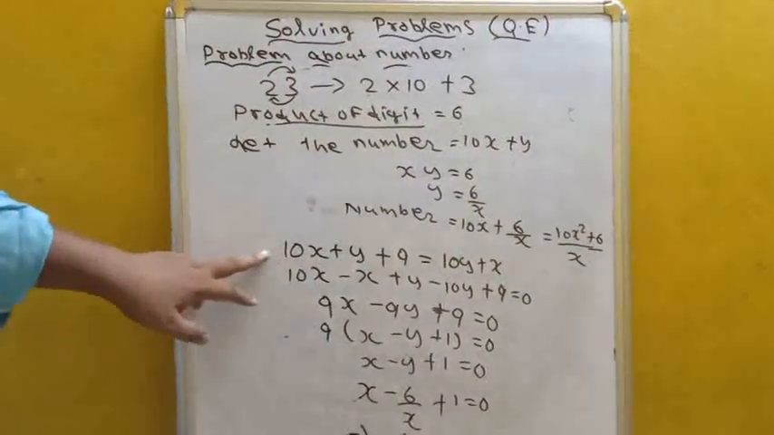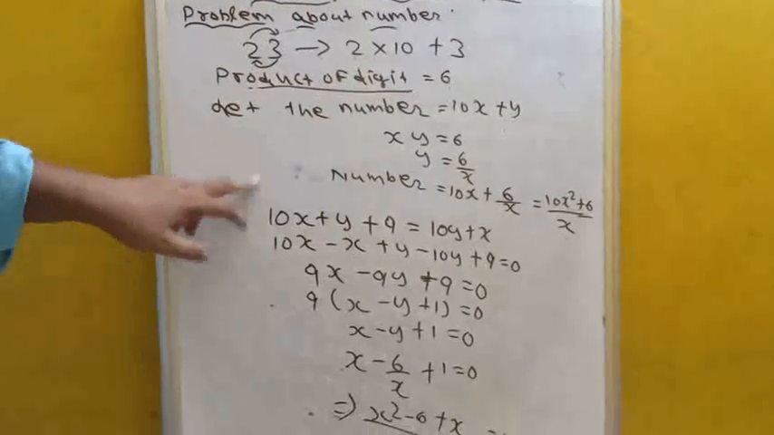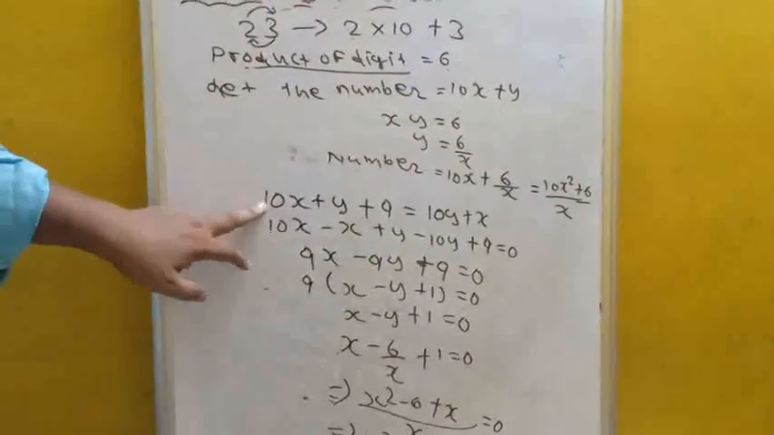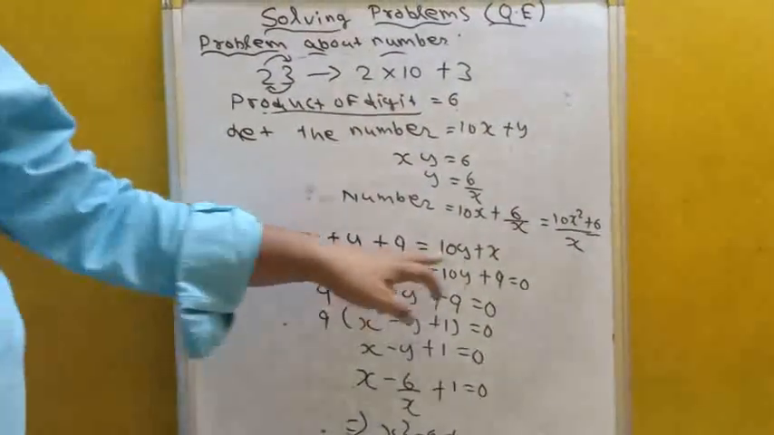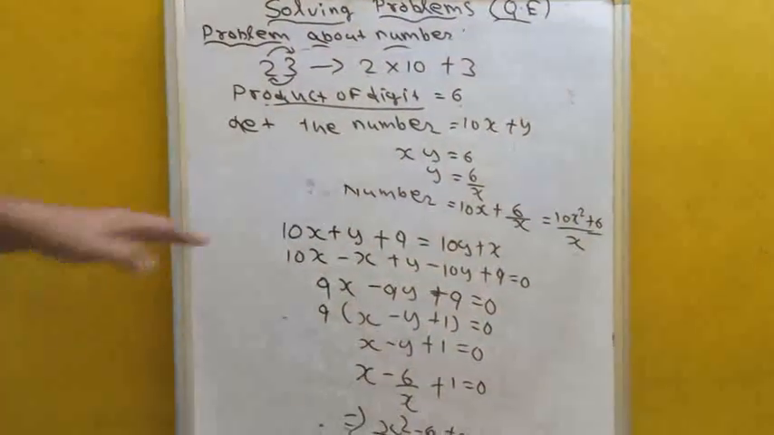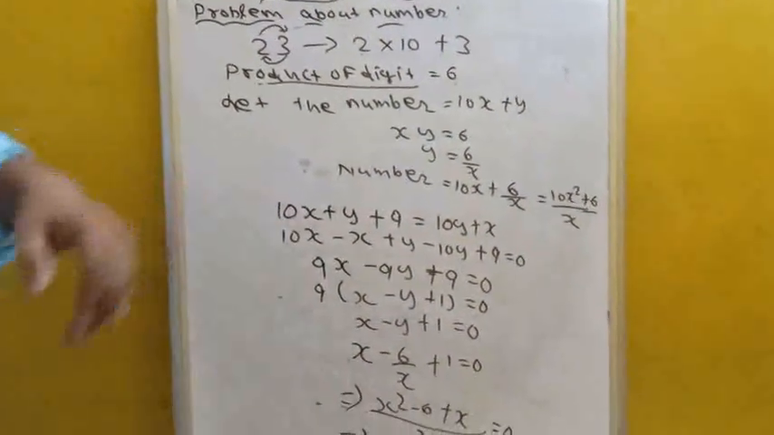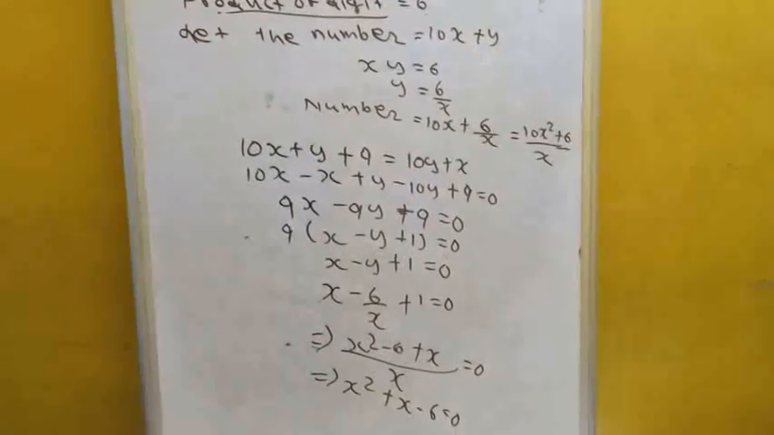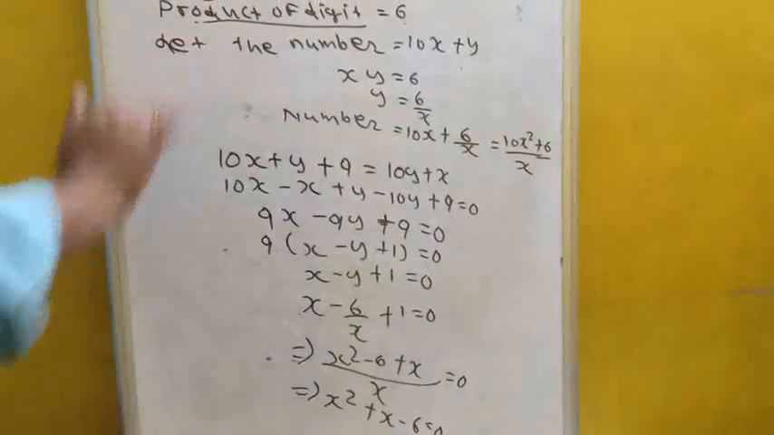Okay, so according to the question what is given, if I added 9 to the original number 10x plus y, plus 9 equals 10y plus x, then I substitute the values, rewrite, and we get the equation. After that you can find out.